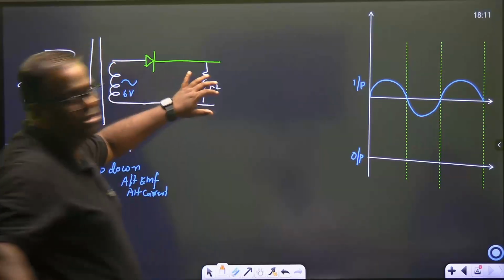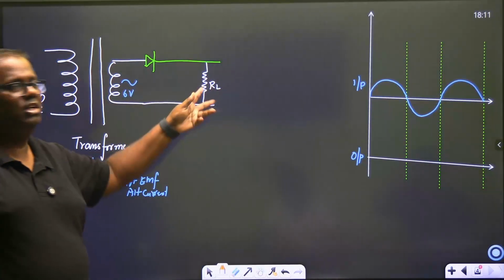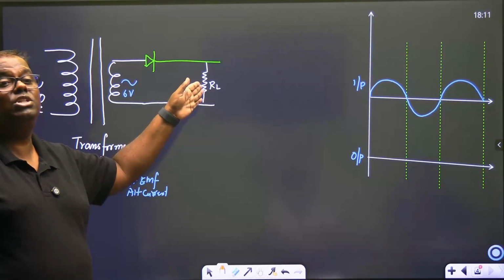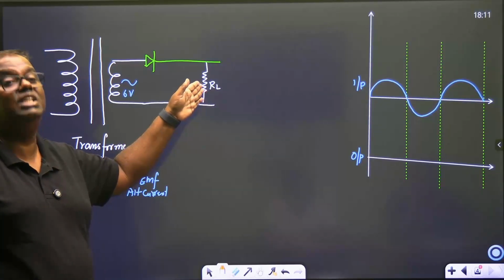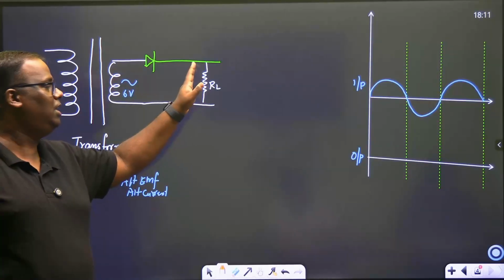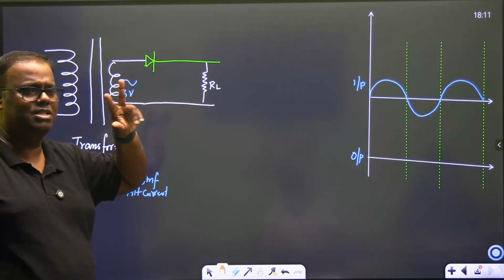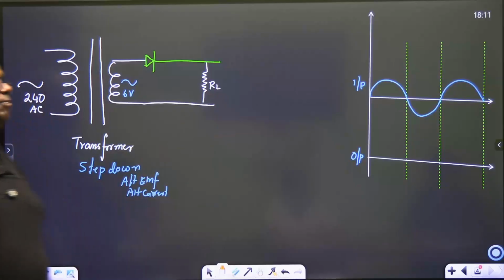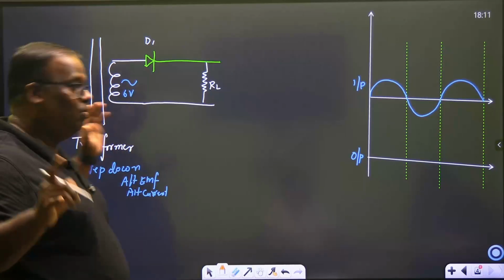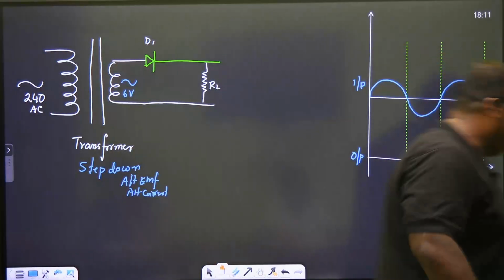Understand what a load means. It can be your bulb or an LED that you have connected, an apparatus which runs at 6 volt DC, and you have tried to connect it here. Obviously, any apparatus has 2 terminals, one here, one here. Now let us see the beauty part of it. This is my diode D1. Now all eyes on the board, then only you'll understand.